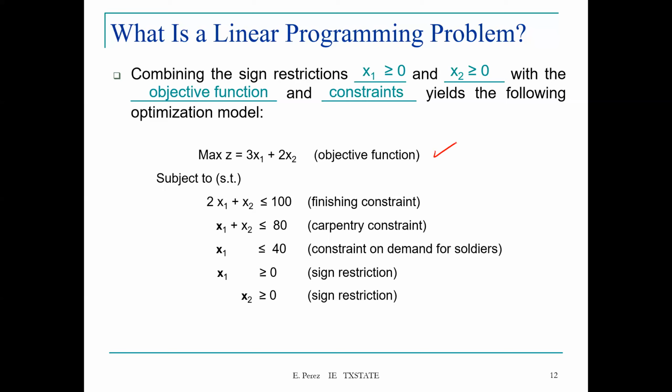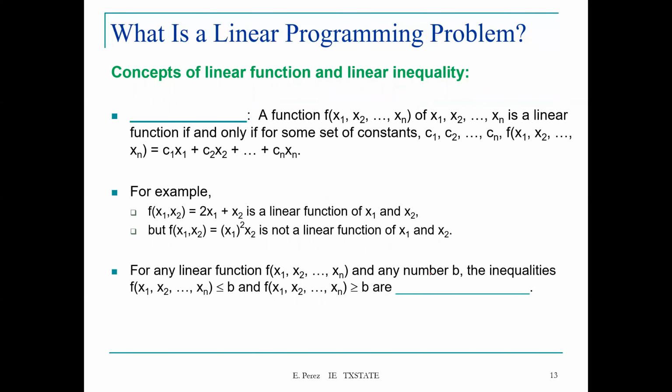And that has to be subject to all these constraints that we just discussed, plus the constraints for the sign restrictions. So we want to make sure that x1 is a positive number. We want to produce 0 or a positive number, and x2 the same. Okay, so this is the Gepetto problem. And now we're going to talk a little bit more about the concepts of a linear function and linear inequality, to tie what we did today with what we discussed in terms of linear algebra.